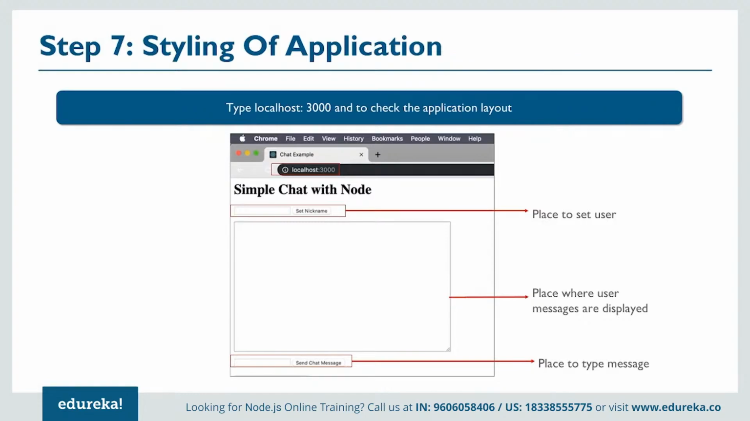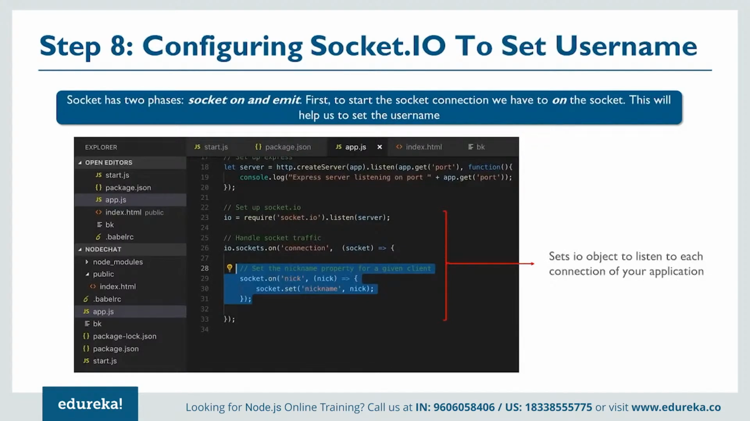This is like the basic form that we talked about, the place to set the nickname and the area where you send the chat message, the send chat message button. Now let's start with the socket.io stuff. First on the server side, we already started the socket.io server. Now handle the socket traffic, the io.sockets.on connection. Set the nickname property of a given client. This sets the IO object to listen to each connection to your application.